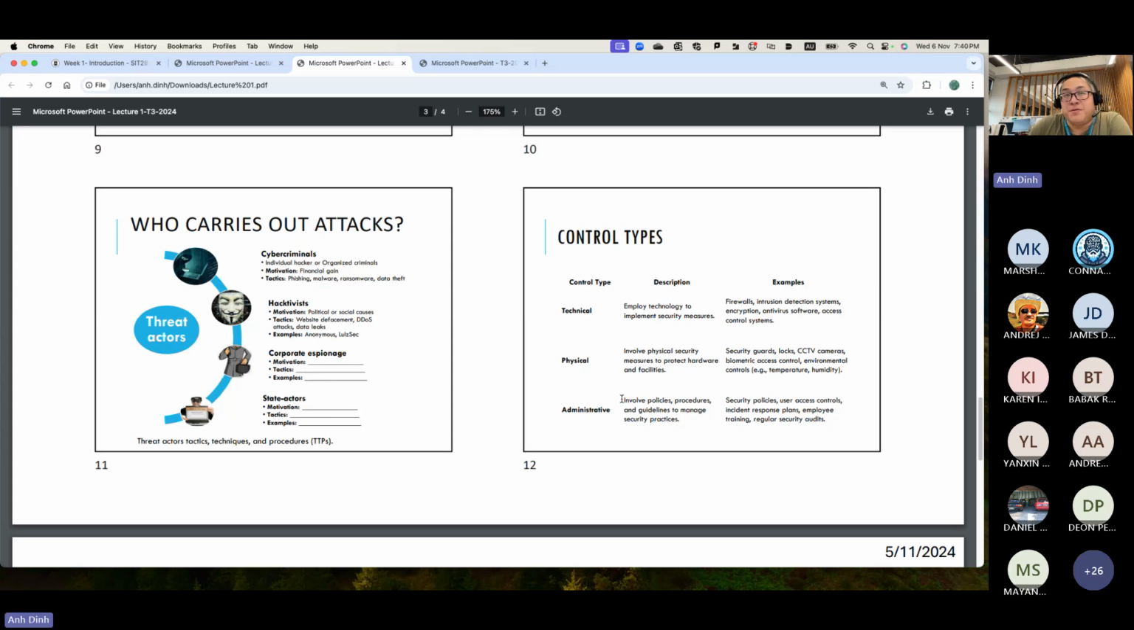And administrative is about managing people, right? Administrative is about drafting policies that prevent people from making mistakes or from intentionally doing something bad. So they are usually the first line of defense. If you have very good policies, then you avoid a lot of incidents.